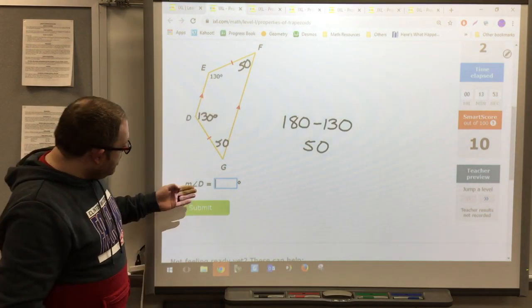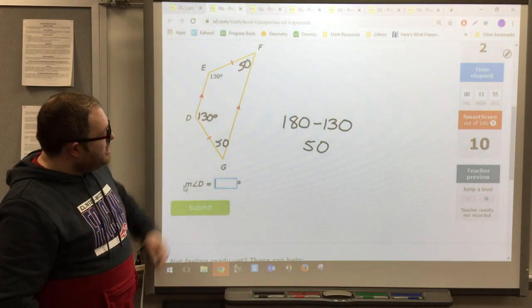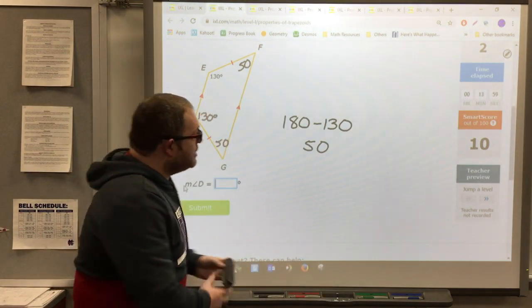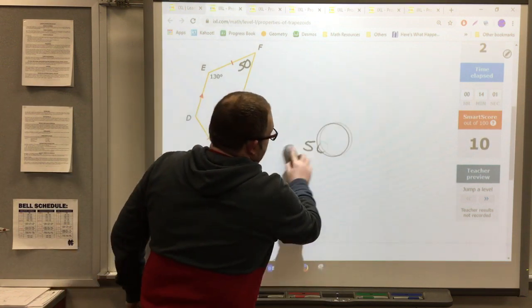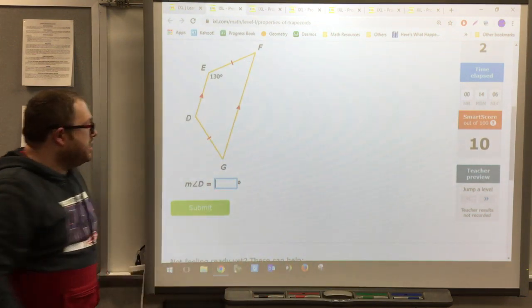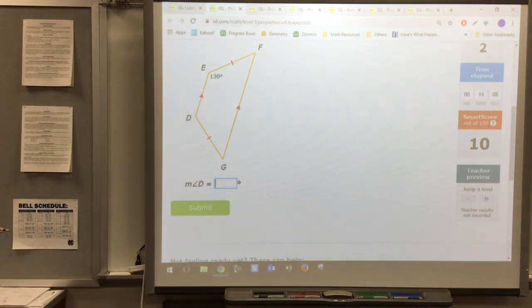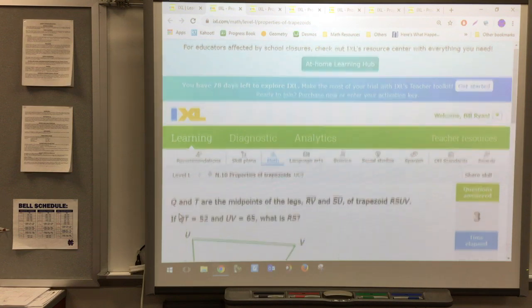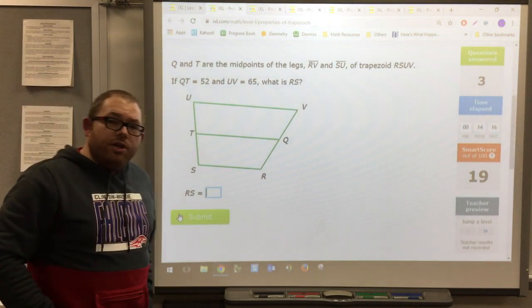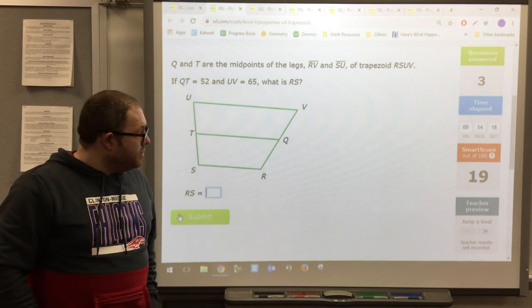By the way, since it wanted us to solve for D, D is 130 degrees. We'll just verify that that's correct and make sure our score does go up. We're currently at a score of 10. Let's see if we go up. And there you go, you can see we have improved.